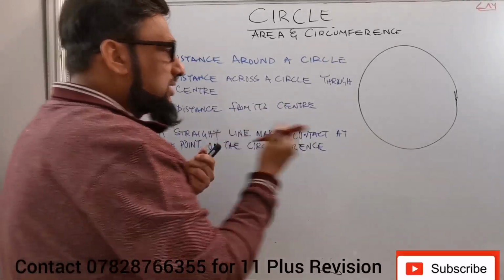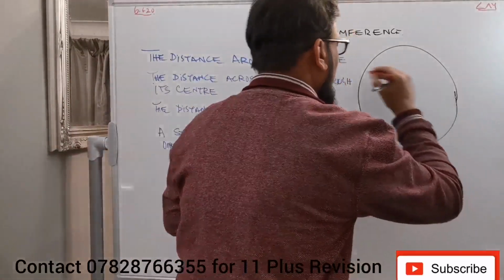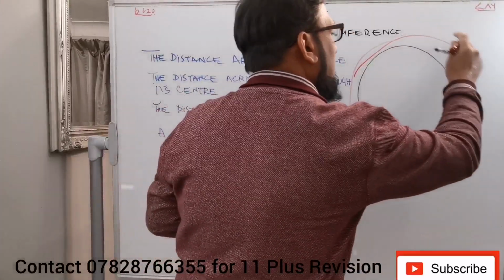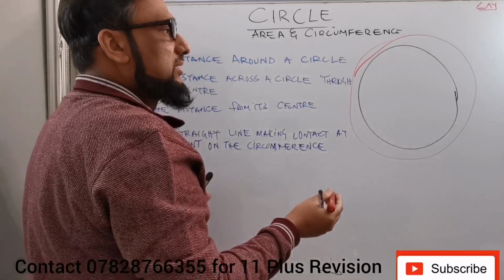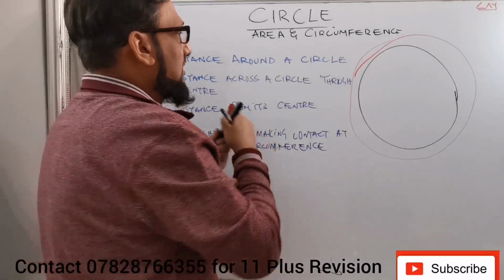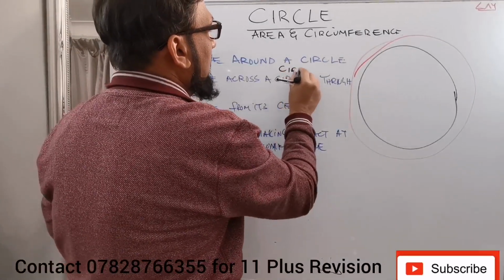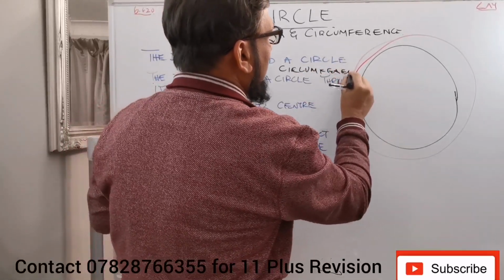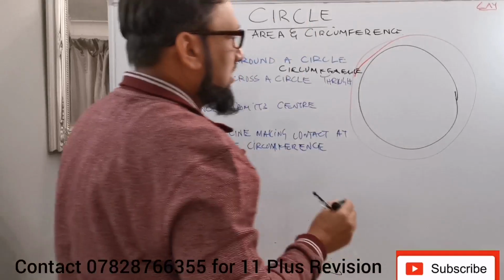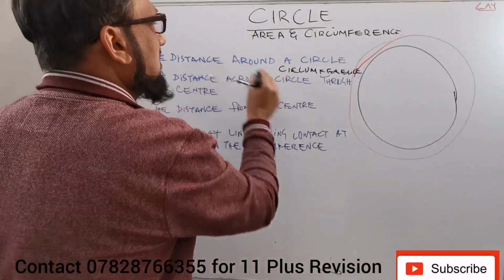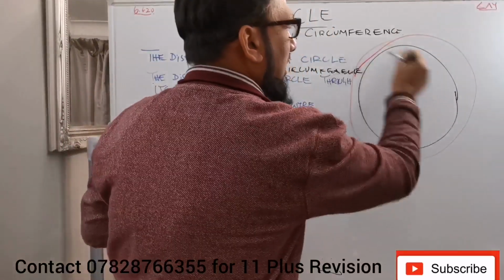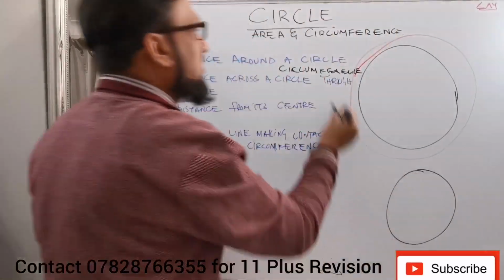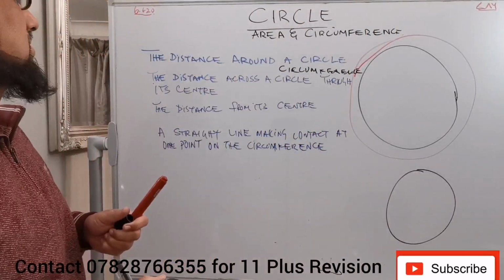This is called circumference, the distance around the circle. So the distance around the circle is called circumference.